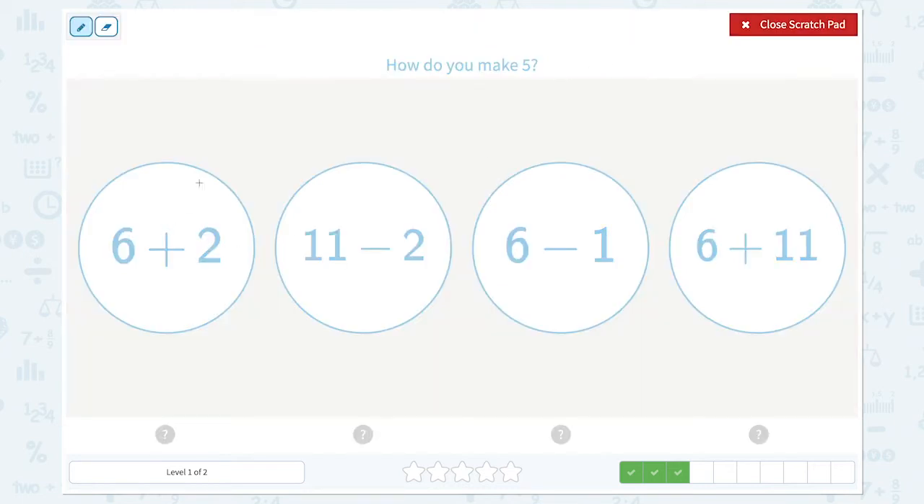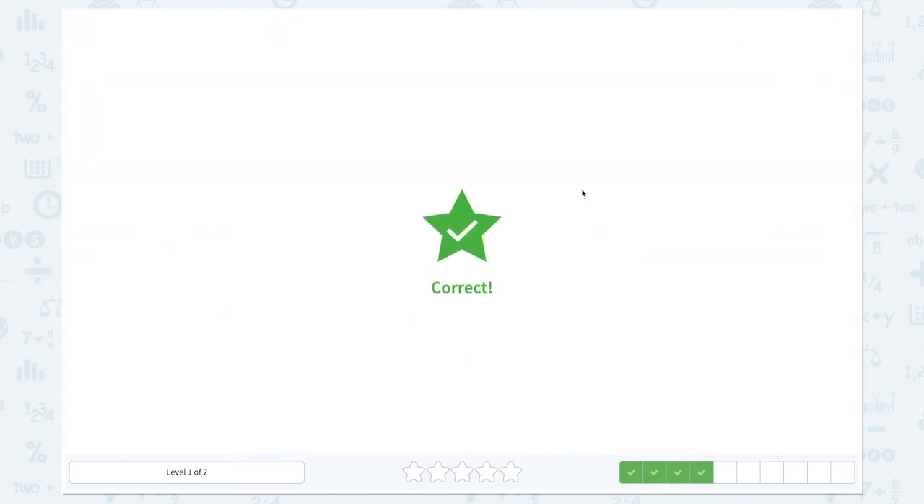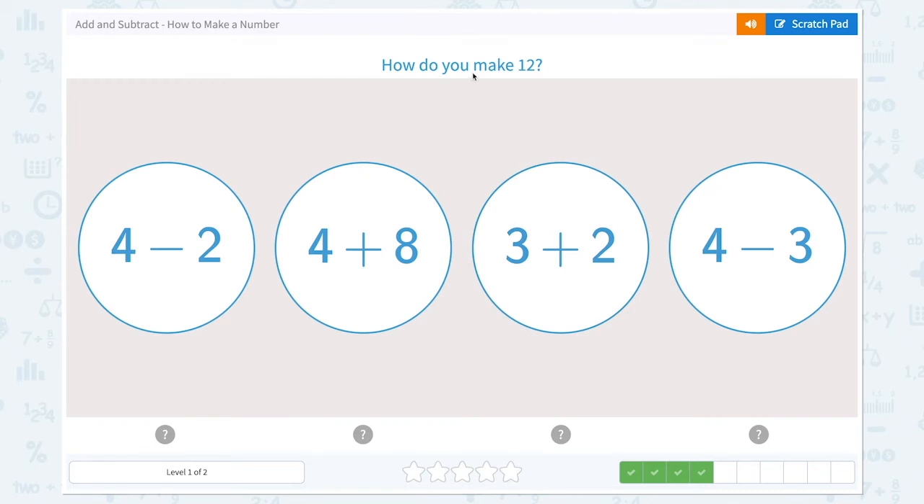6 plus 2 is 8. 11 minus 2 is equal to 11, 10, 9. 6 minus 1 is equal to 5. 6 plus 11 is equal to 17. So this makes 5. Correct. How do you make 12?